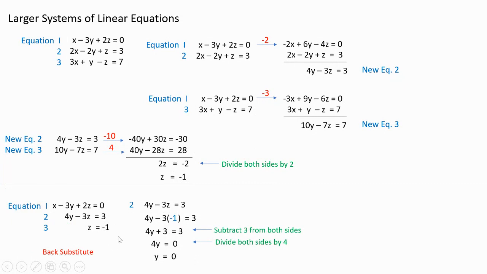So I already have my value for z, my value for y. Now I'm going to go back to equation 1, and I'm going to plug in the values 0 for y and -1 for z, right? My y is 0, and my z is -1. And I simplify the left side of the equal sign, so we get x minus 2 equals 0. So we add 2 to both sides. So now we have my x, my y, and my z. So this is my answer: 2, 0, -1.